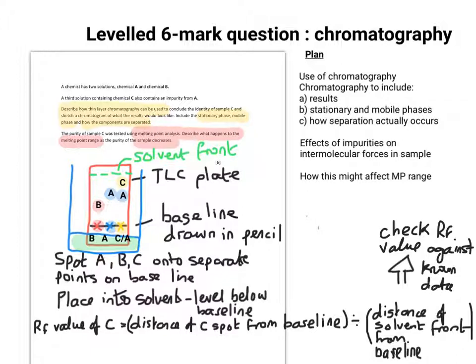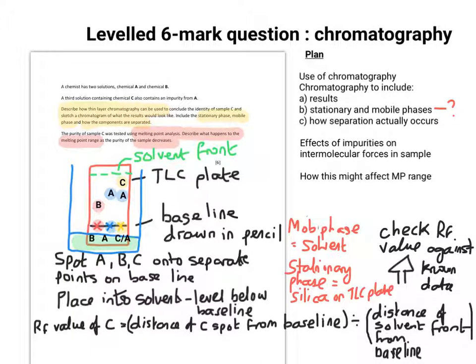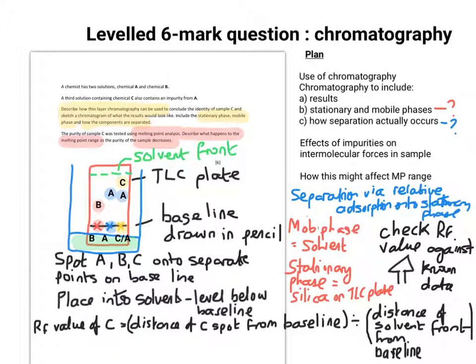Now I've realised that through this clip I haven't really talked about the stationary and mobile phases, so I'm going to do that now. I'm just going to fill it in the little bit of space I've got down at the bottom of the screen. Your mobile phase is the solvent and the stationary phase is the silica on the TLC plate. Then it asks us how separation actually occurs. The separation will be via relative adsorption, not absorption, adsorption, onto the stationary phase.